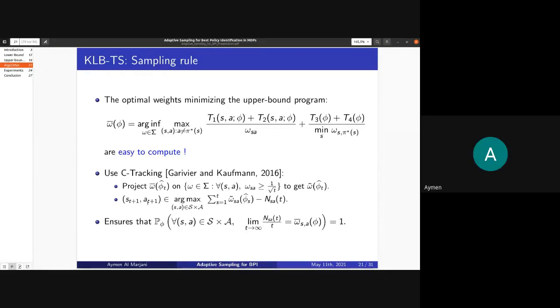Okay, so the main advantage of this sampling rule is that it ensures that with probability 1, the sampling frequencies of your state-actions converge to the optimal allocation vector of the true instance.